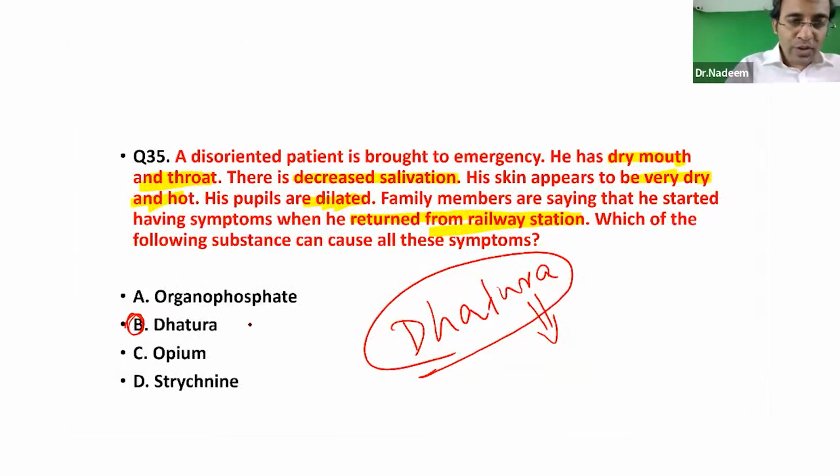Whenever organophosphate poisoning will be there, everything will be wet. There will be lacrimation, sweating, urination, diarrhea and all, right? Fine. That will be organophosphate poisoning. Be careful. Next.